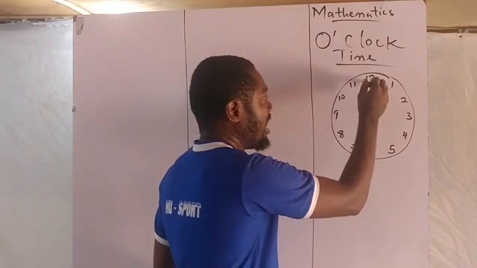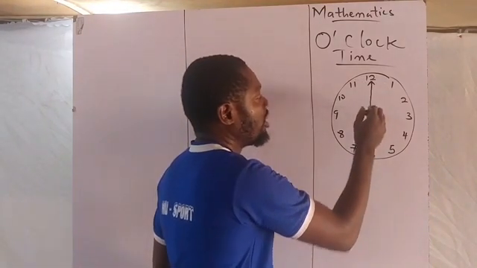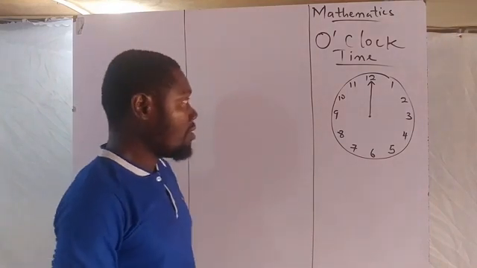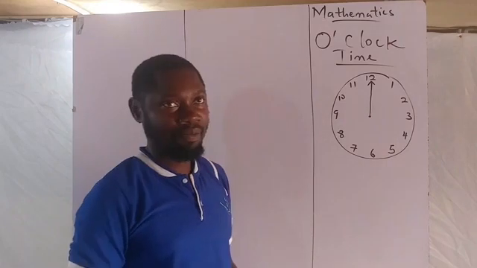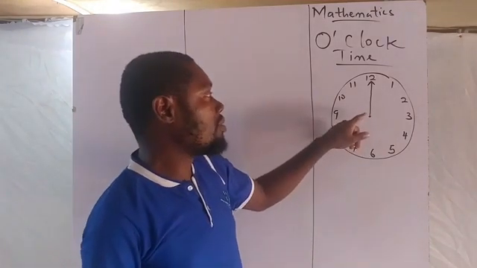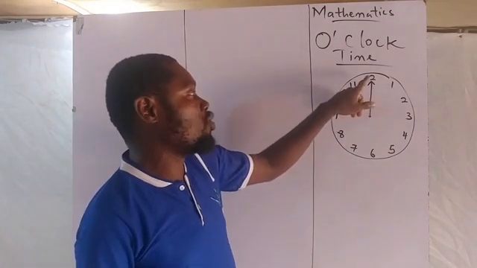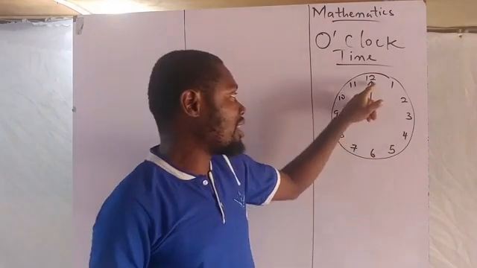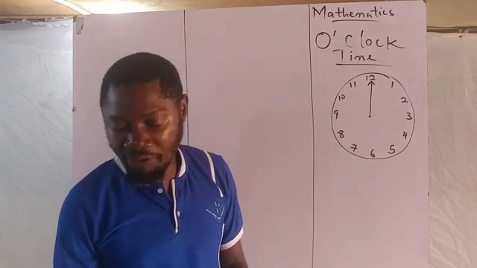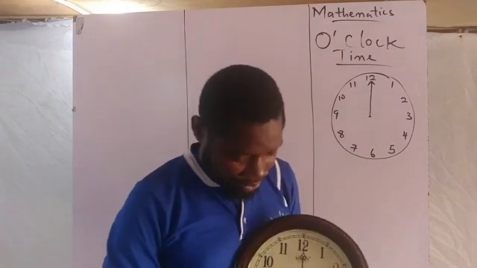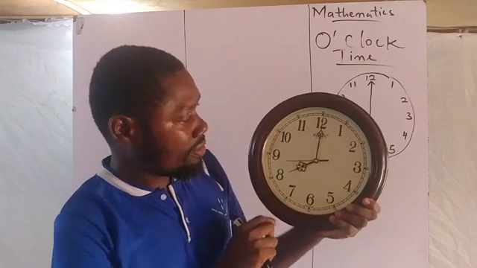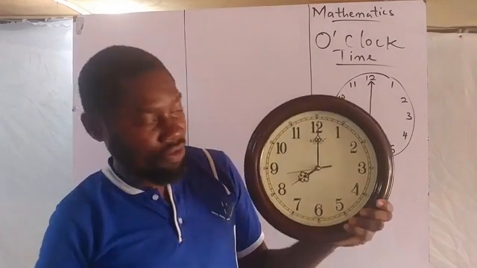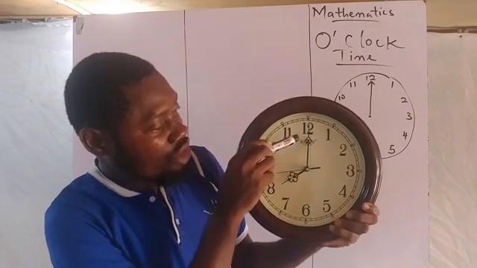Here is my minute hand, the long hand or the big hand. That is the minute hand. For your o'clock time, your minute hand must lie or face 12 exactly. Your minute hand must be at the 12 perfectly. Look at this clock. You can see that my minute hand is at 12.